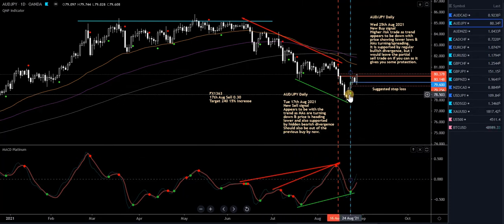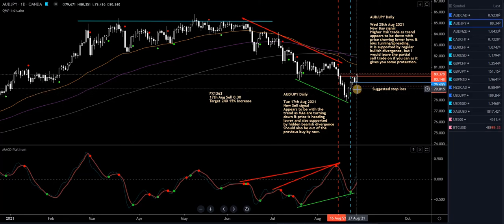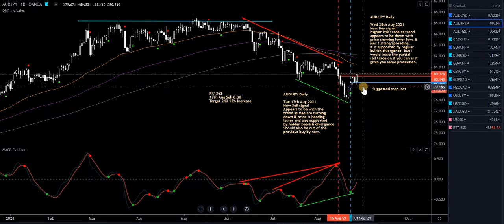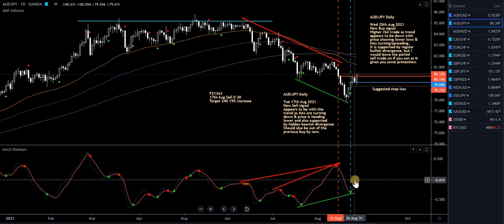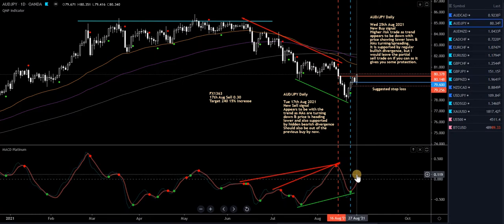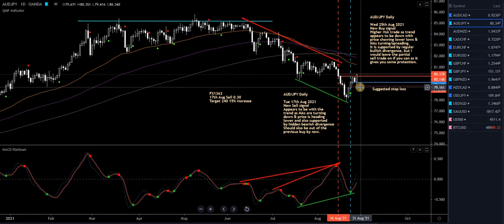lines. So we got the buy here. It's gone up nicely, come down, and popped up nicely on Friday. Big move on Friday. And now the faint blue line on the MACD Platinum is through the zero level. So what I'm doing now is closing half and tightening that stop right up on the buy.